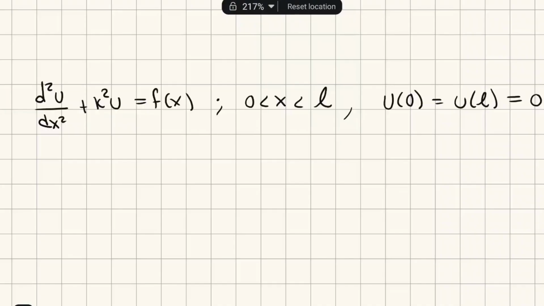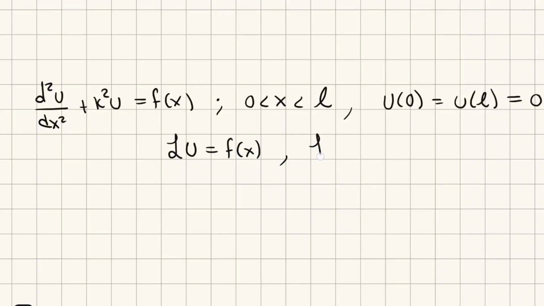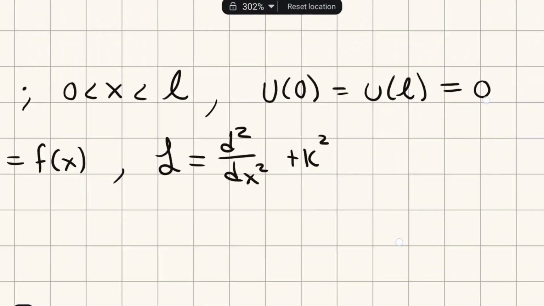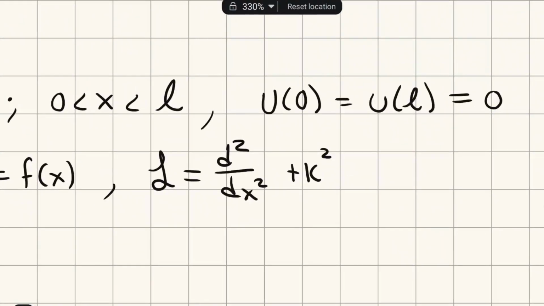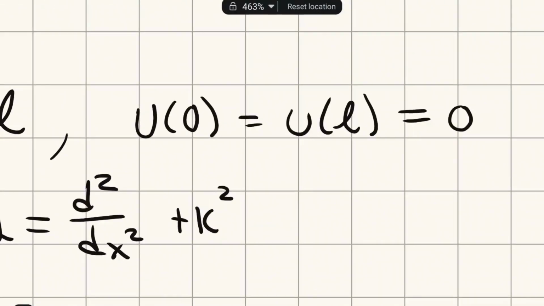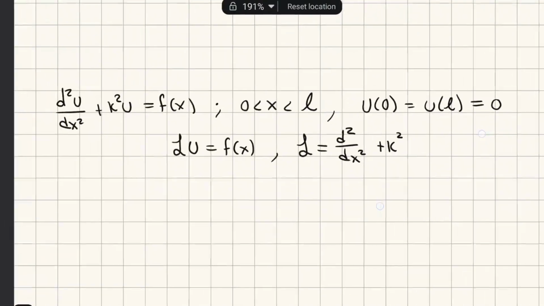As we mentioned, we can identify this differential equation as a linear differential operator applied to the function u equal to the function f of x, where in this case, of course, L is going to be the operator, the second derivative with respect to x plus k squared. Perfect. And we need to take into account the conditions that define this problem: x goes from 0 to L, and the boundary conditions tell us that u of 0 is equal to u of L, and this is equal to 0.